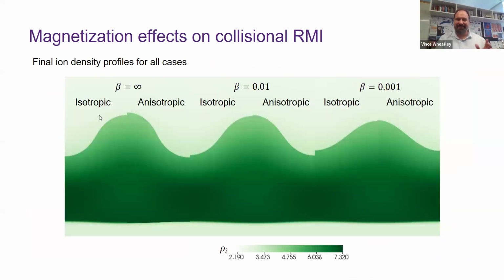So we looked at the effects of zero magnetic field, a very strong magnetic field, about as strong as you get in magnetic confinement fusion, and then a ridiculously strong magnetic field. And we look at both the isotropic and anisotropic transport coefficients, and there's a very clear trend. So we suppress the growth of the instability with increasing field strength, and you always get slightly greater growth when you account for transport anisotropy.